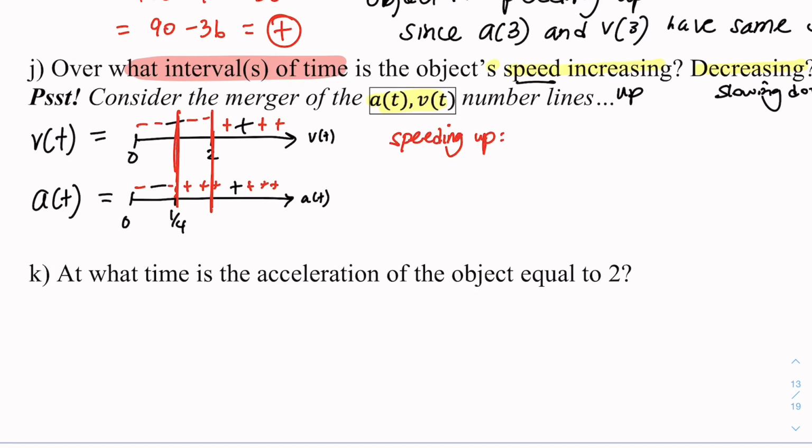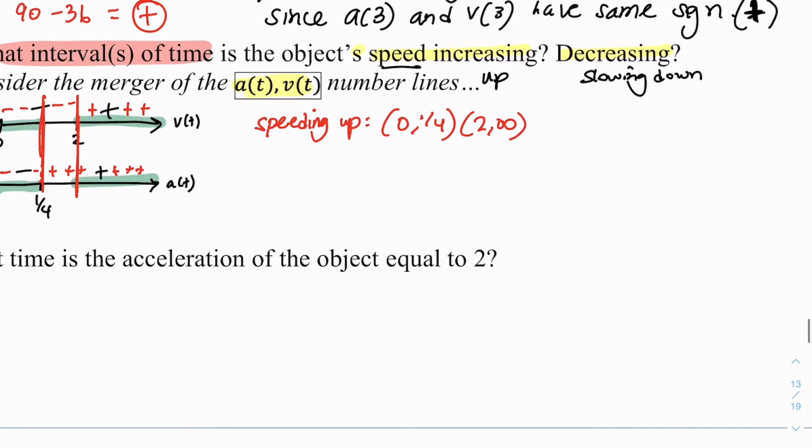Now, from 0 to 1/4, they have the same sign. So it's speeding up. In fact, it's speeding up as it moves leftward. It's also speeding up from 2 to infinity, except it's speeding up this time in the positive direction. It's moving to the right and moving faster to the right. And our explanation there is since A and V have the same sign.